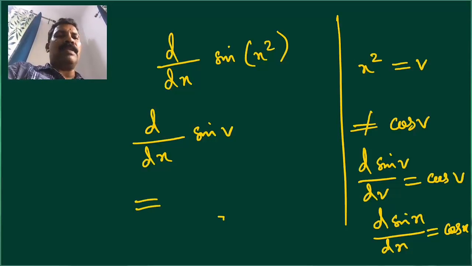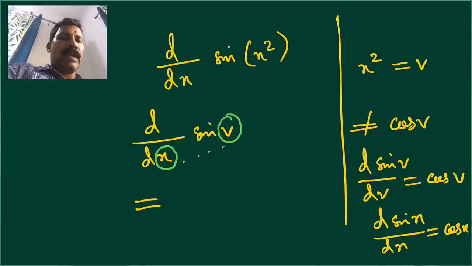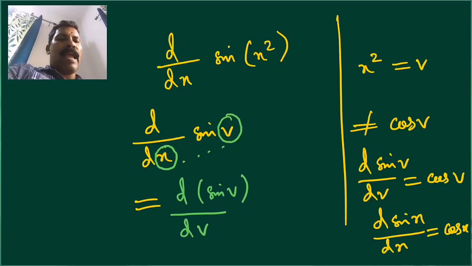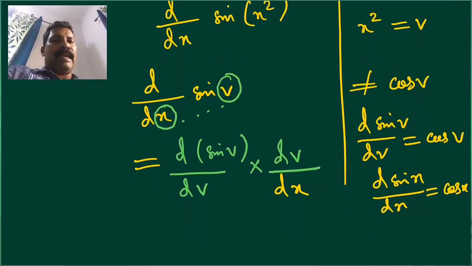So there is a variable mismatching problem, because here the variable in the function is at present v, but the requirement is to differentiate with respect to x. So we have to tackle it. That is, derivative of sin v with respect to v we can write. Then we have to compensate by writing dv, and then we will write dx again. So this is the way we can tackle the problem.